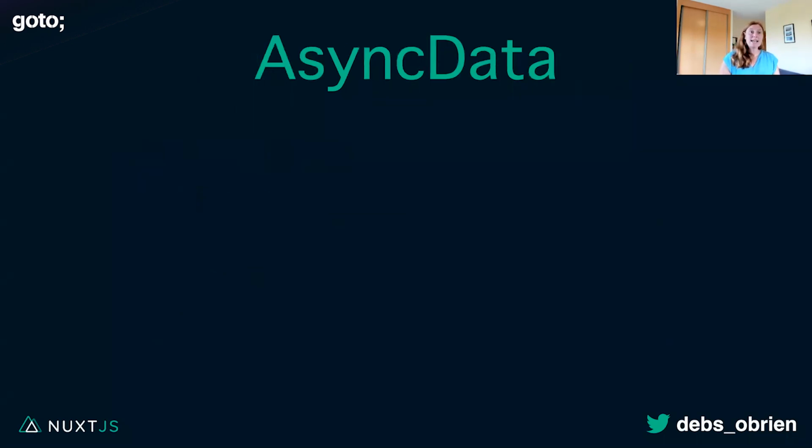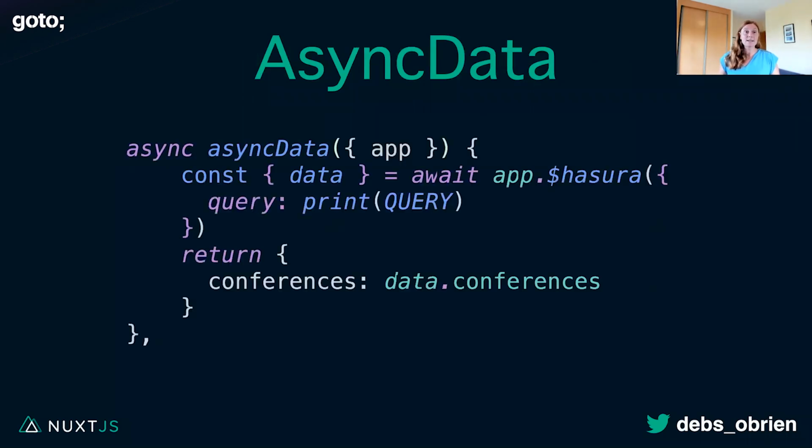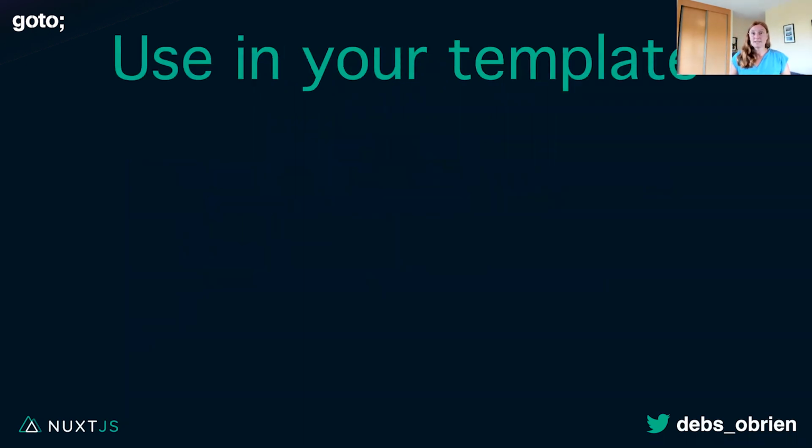So then I'm going to use asyncData to be able to make that call to Nuxt and get that back. So using asyncData, I'm passing in the app into my context of Nuxt. And then I'm basically just saying, destructure data and wait for that Hasura plugin I created, and use GraphQL print to print out that query and return conferences being data.conferences, because that's my table name, right? And that's as simple as that. I now have returned back to me the data from my GraphQL endpoint. I have everything I want in the conferences table.